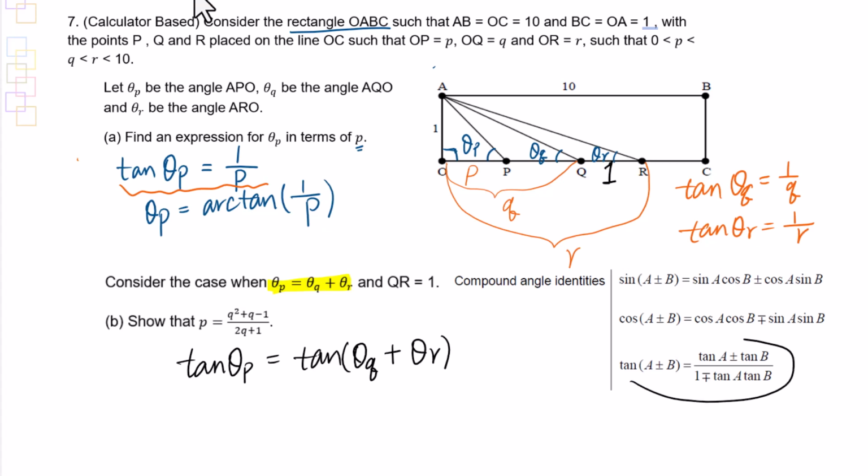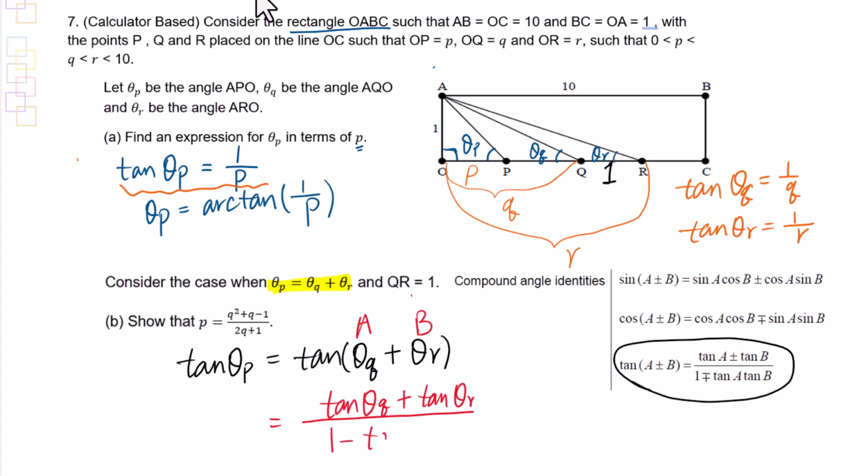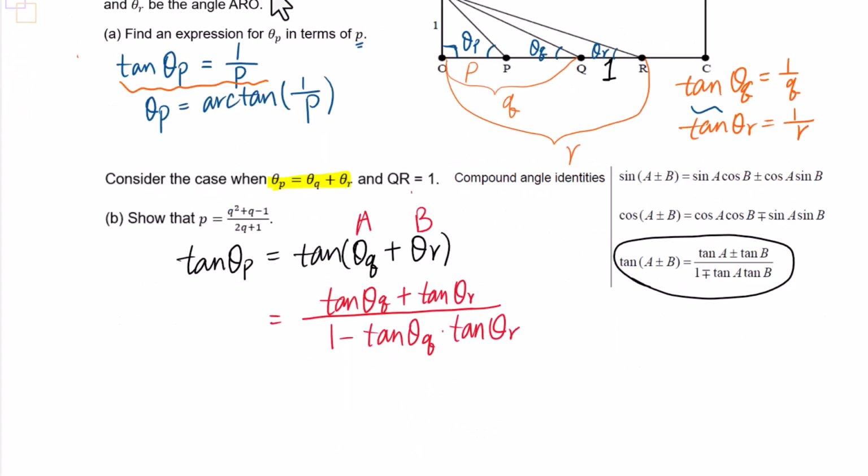Then we will use this formula. Theta Q is A, theta R is B, equals tangent theta Q plus tangent theta R over 1 minus tangent theta Q times tangent theta R. Tangent theta Q equals 1 over Q. 1 over Q plus 1 over R over 1 minus 1 over Q times 1 over R equals.